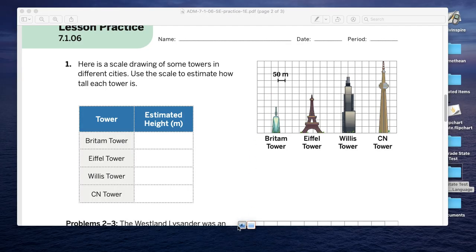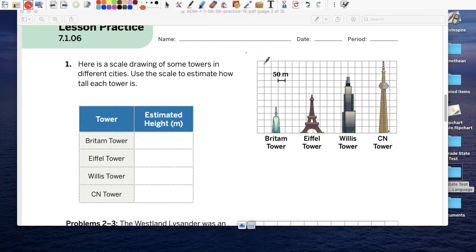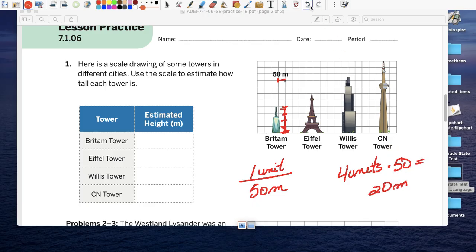Let's see. So you had a few here to do. In this one, it's saying that on the grid, every unit, this distance right here, 1 unit on that grid, is equal to 50 meters. So if you look at this Britain Tower, and you are measuring the height, that's 1 unit right here, 2, 3, 4. It's 4 units high. So we can do 4 units times 50, and we get that it's 200 meters.